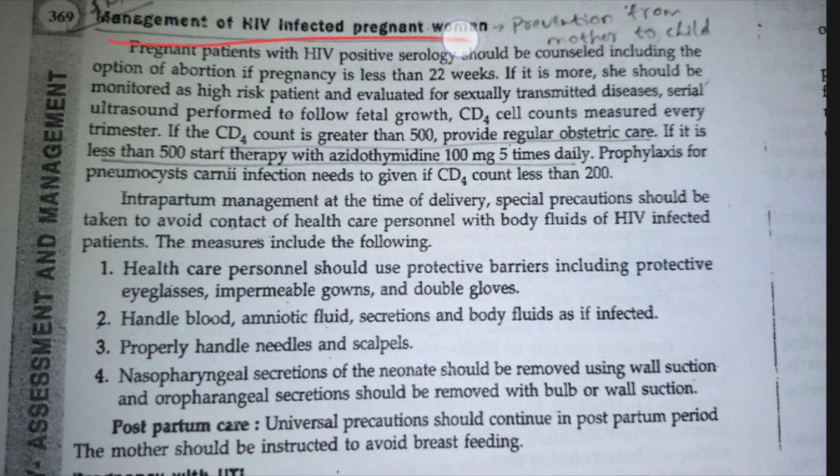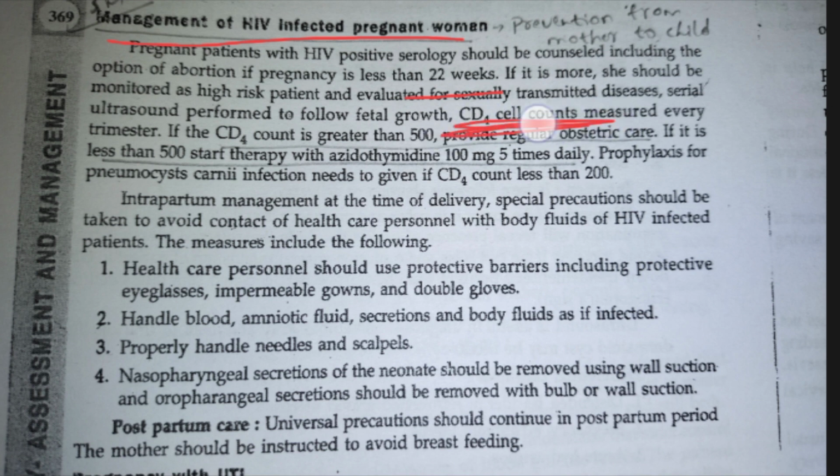Management of HIV infected pregnant women. As soon as we get to know the mother has HIV, if the baby is less than 22 weeks, we will advise the mother to undergo abortion. If she is not ready for that or the baby is more than 22 weeks, then we will take a few precautionary measures. First, we will perform a test called CD4 cell count.